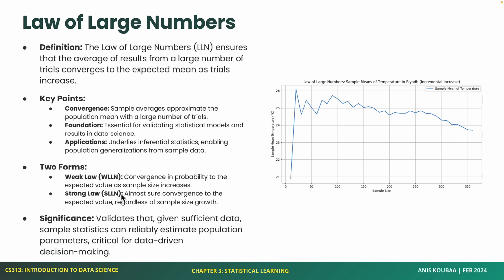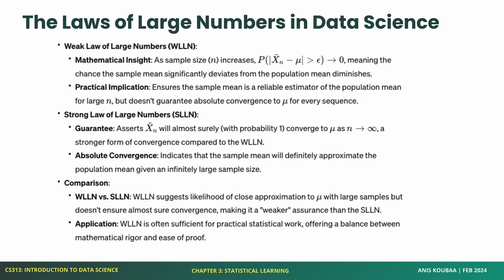And this is why we have the weak law and the strong law. The difference between both is how confident we are about the convergence. In the weak law of large numbers, the convergence is probabilistic. It's likely, as the sample size increases. When we have a strong law, it's almost sure to converge. We have more confidence to converge to the expected value. So this is the difference between the weak law and the strong law.